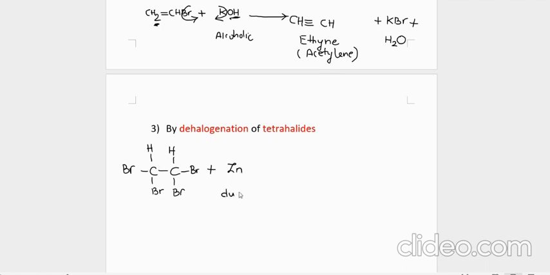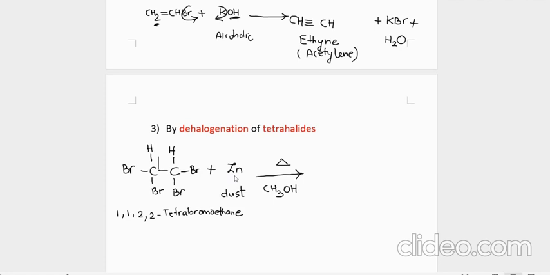The zinc is in the dust form. Write down the name of the starting material, 1,1,2,2-tetrabromoethane. It reacts with zinc dust. This reaction takes place in heat and in presence of methanol, CH3OH.